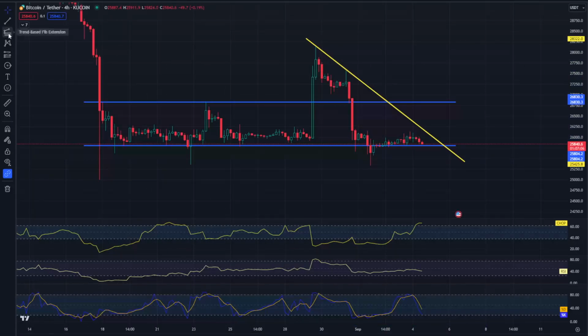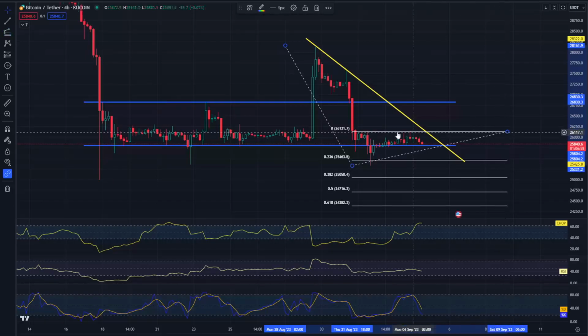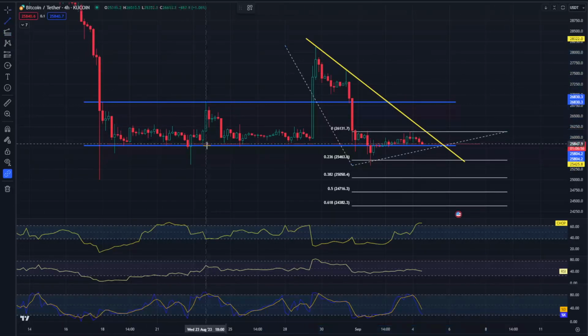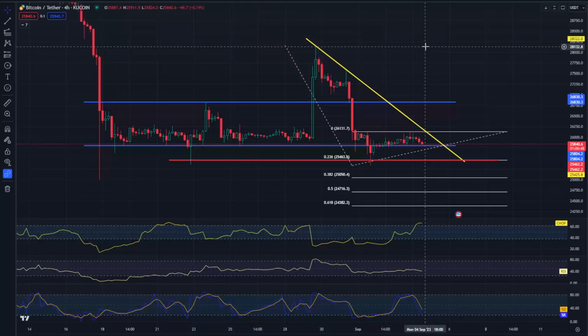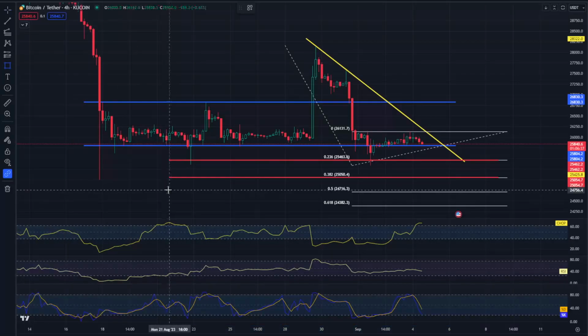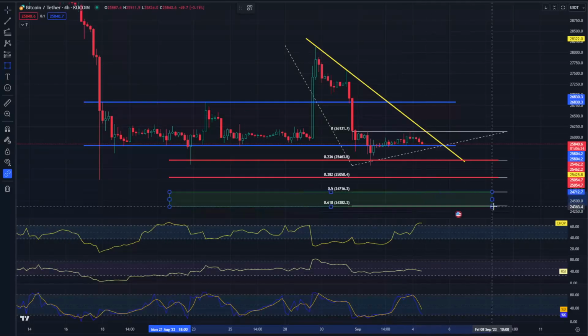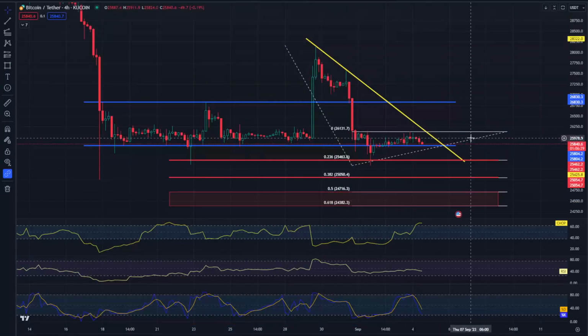Now we can move on to marking support areas when the price starts a major correction. For this purpose, we will use the trend-based fib extension tool, and after unfolding the grid, we can see that the first support is at $25,462. Then we have support at $25,054. And then we can mark support zone from $24,712 to $24,385.